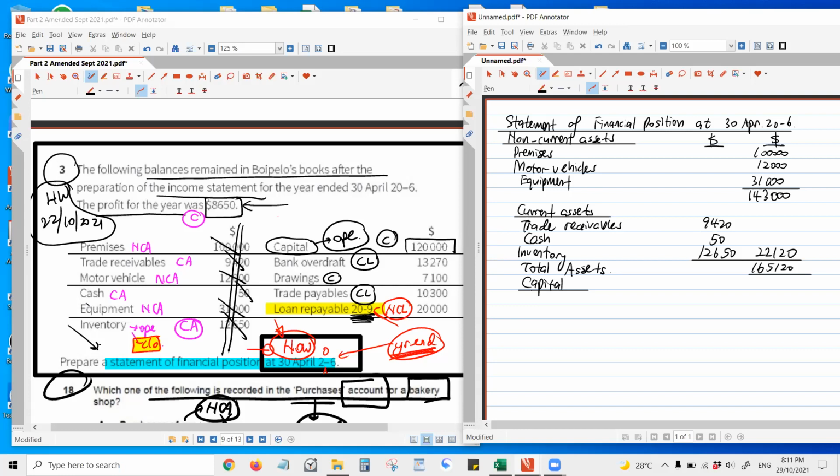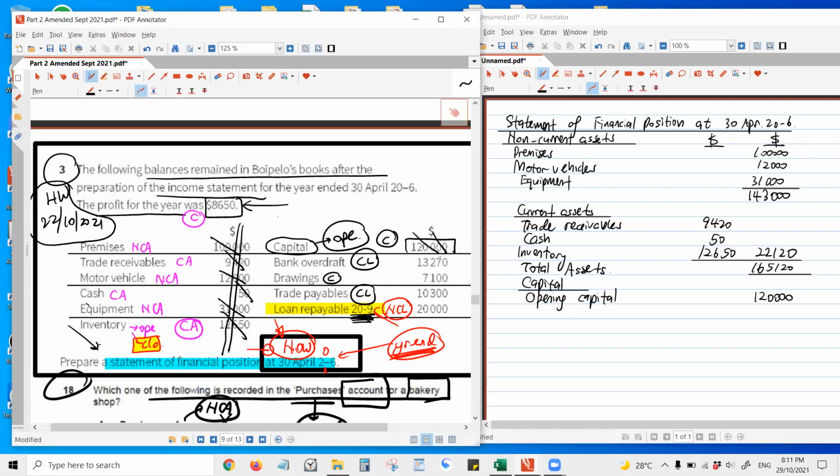opening capital. The other day I told you that when you see the figure of capital in the question, that is always the opening. Only when you have done the SOFP do you get to know what the closing capital is. So logically, the capital given to us is the opening capital.